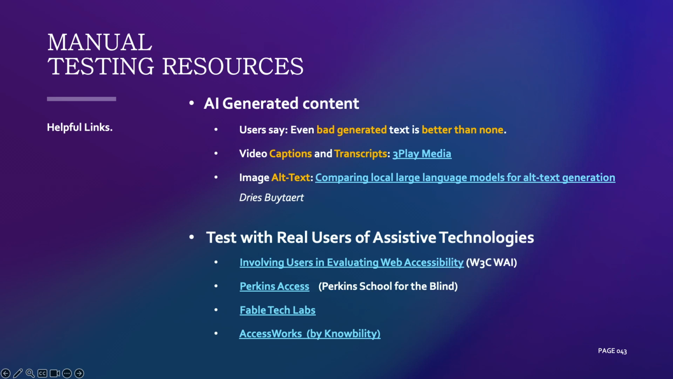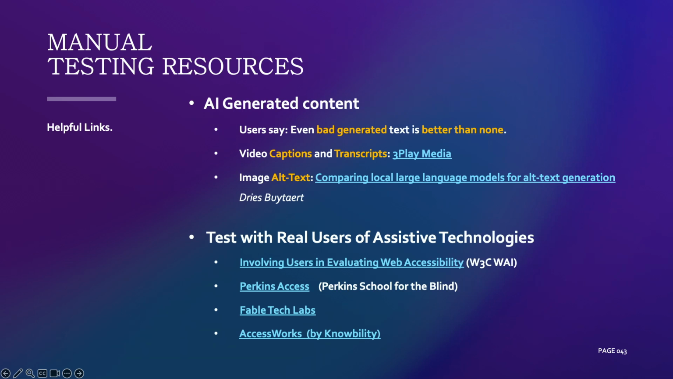There's more testing resources too for manual. So for AI-generated content, the actual users say, oh, even bad generated text is better than none. So you do want it to be accurate though, so you should review it. But if you can't, it's better to leave it in. Don't say, oh, it's not going to be right, so I don't want to put it in. Still put it in.